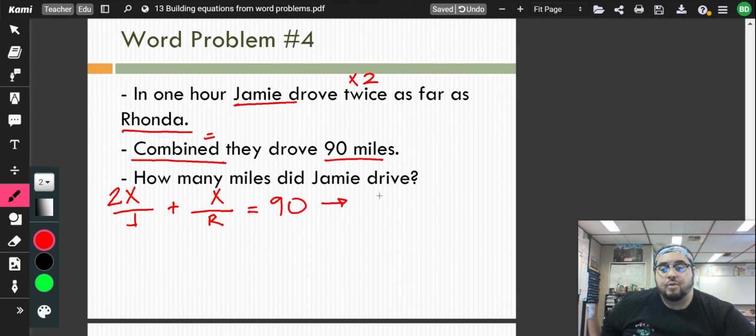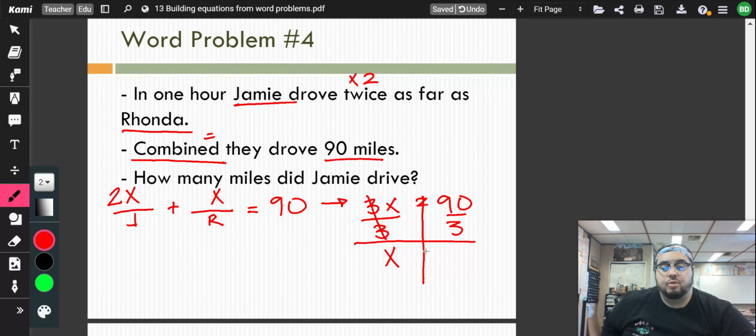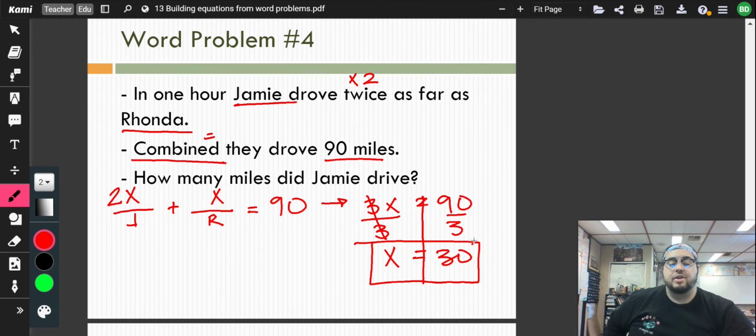And now I can write out what this actually means, combined like terms. 2X and X is 3X. That equals the combined mileage of 90 miles. I'm going to divide both sides by 3. And X is equal to 30. Now, this is why it's very important to look at the context and what you're actually being asked. The question at the end of the problem says, how many miles did Jamie drive?